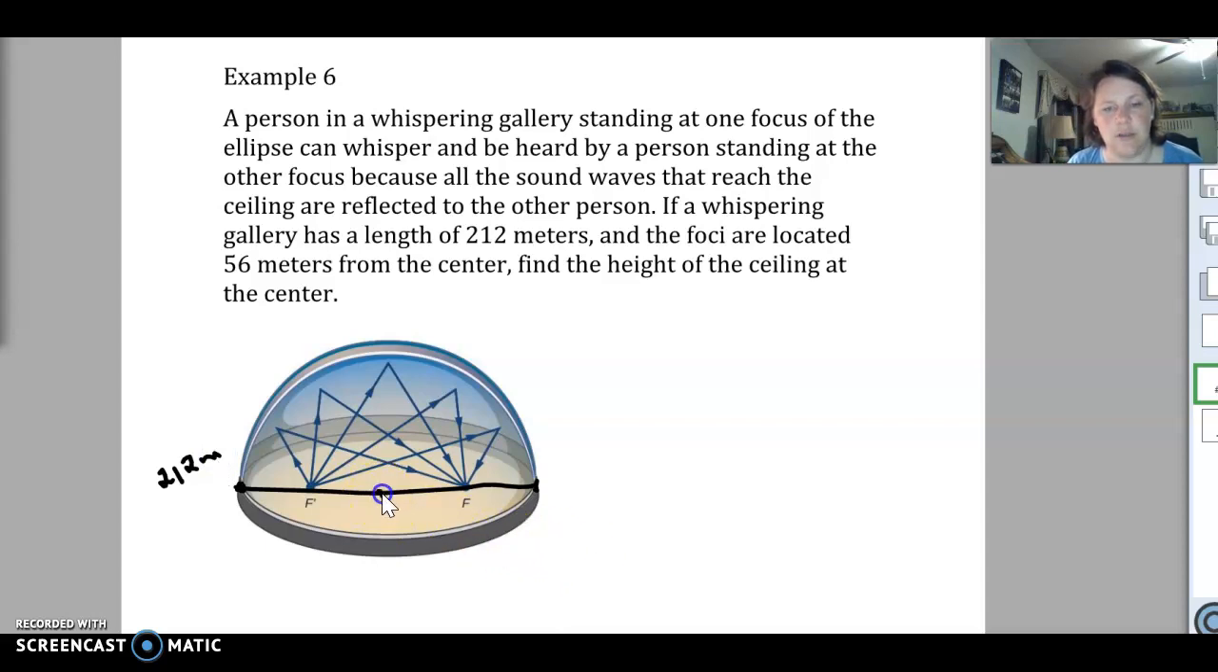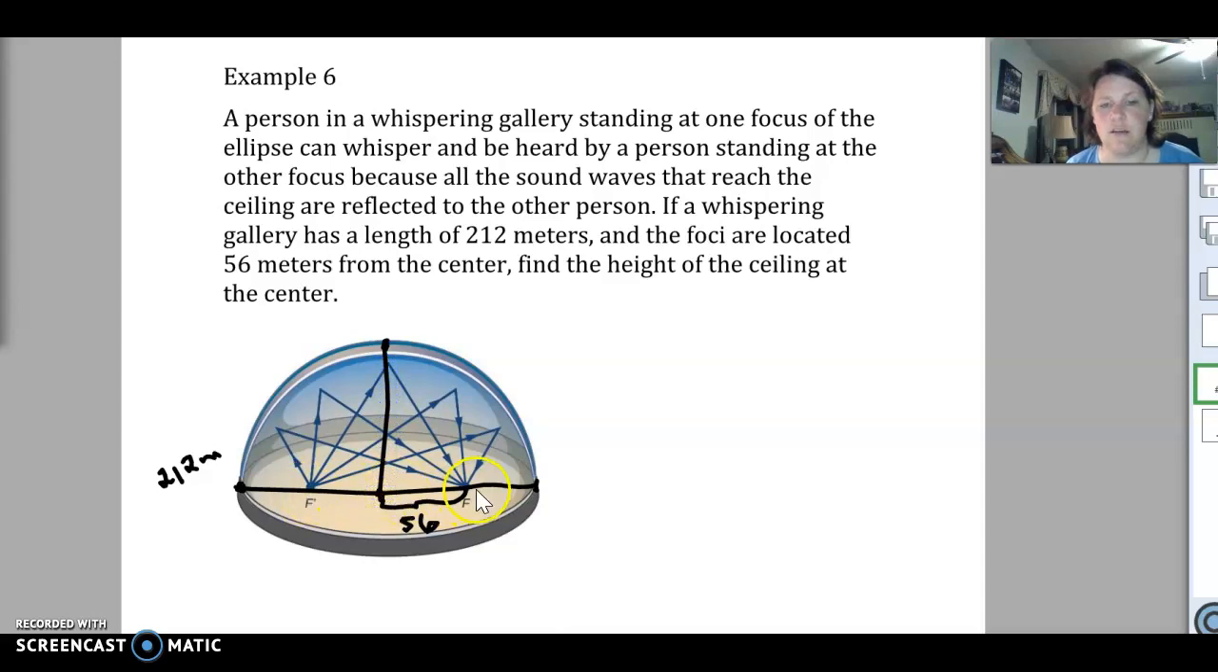So our center is going to be right here. So this distance right here is 56. Okay. Find the height of the ceiling at the center. So the height of our ceiling is going to be right here.